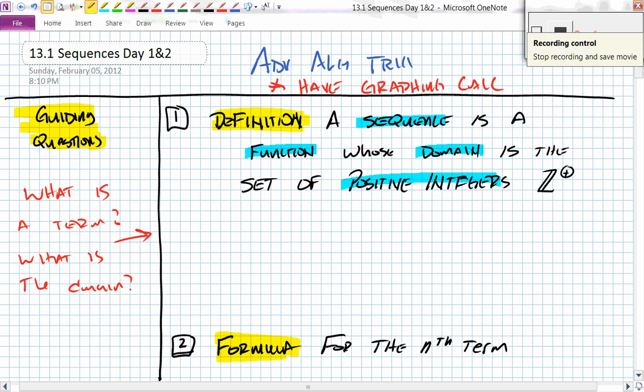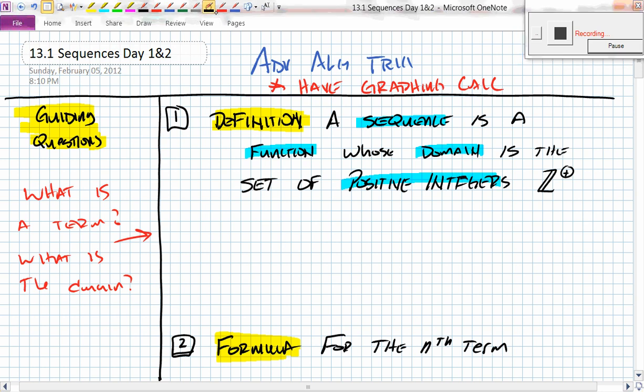I would say the things that are important. So if I were you, writing down box number 1, I'd write down the blue highlighted stuff after I wrote down definition. Right? So we're talking about sequences in chapter 13. The definition of a sequence is a function whose domain is the set of positive integers, and then that little funny looking Z is.